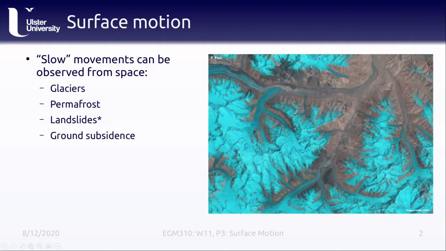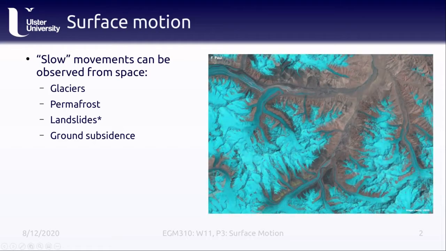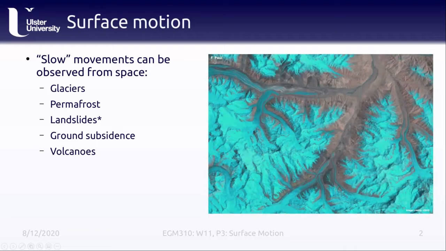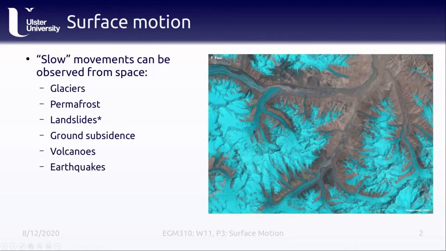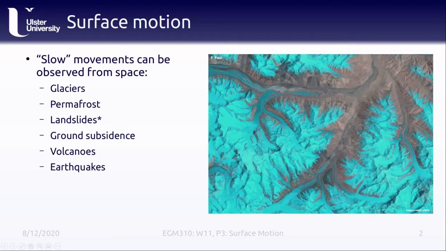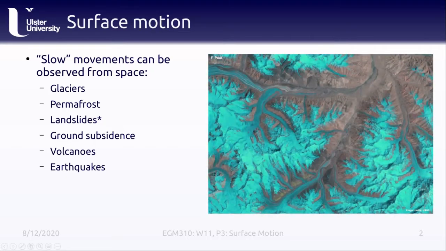We can also see ground subsidence due to changes in aquifers, how the ground actually lowers or raises in elevation due to changes in water levels underground. We can also observe volcanoes, how changes in magma storage within the volcano can cause the ground to move up or down. And finally, we can also observe earthquakes, not usually while they're happening, but we can use satellites to track displacements and see where and how an earthquake has had an effect.